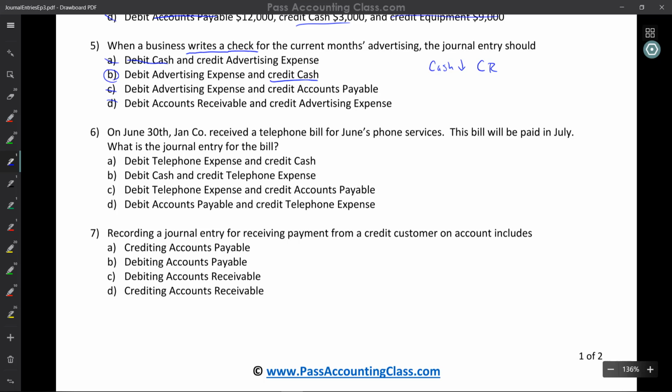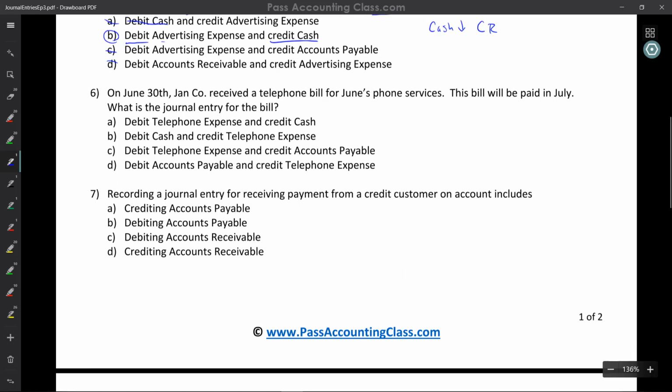We are going to debit our advertising expense. We have more advertising expense now than we did before. So that means it increased. We increased the balance of an expense account by debiting it. So that's why we're going to debit our advertising expense and credit our cash.